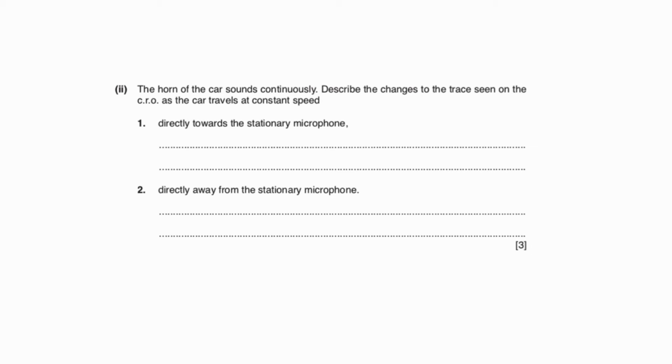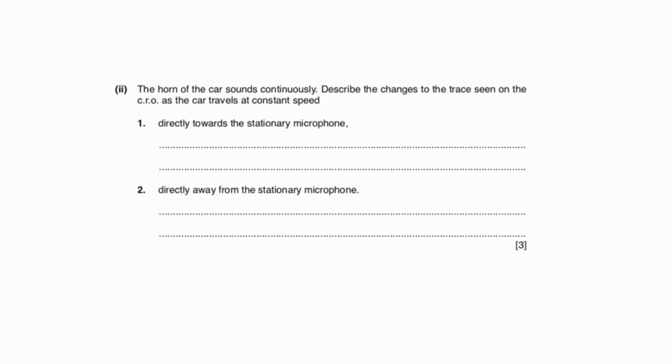But there's also another thing that not many people realize. If the car comes towards the microphone, the sound will be louder as well. So there's a third mark here for mentioning the amplitude change here and here. So for this part, the amplitude will be larger. So you need to say the amplitude increases.